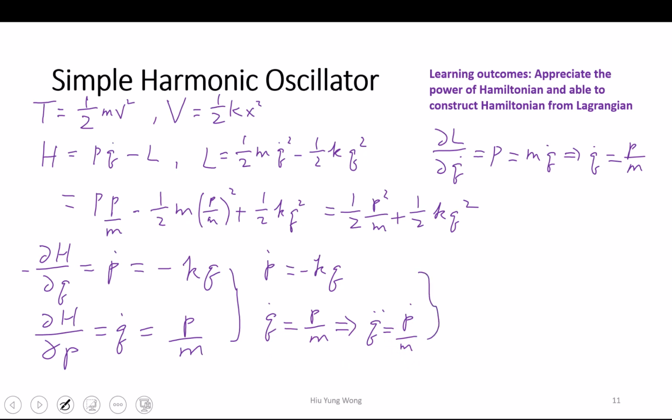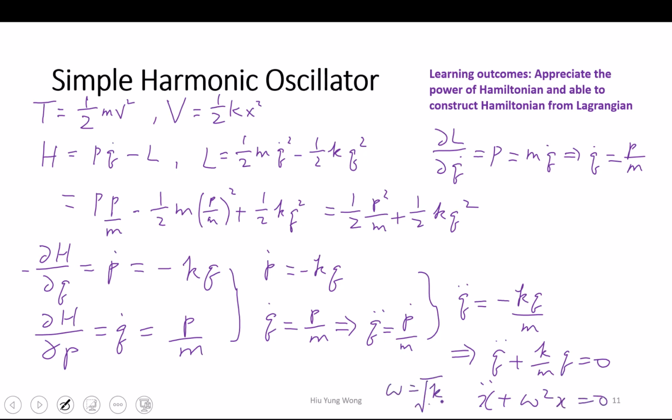Then I substitute P dot into the second equation. I get Q dot dot equals negative KQ divided by M. So Q dot dot plus K over M Q equals 0. Again, this is the same equation of motion: X dot dot plus omega squared X equals 0, where omega equals the square root of K over M.